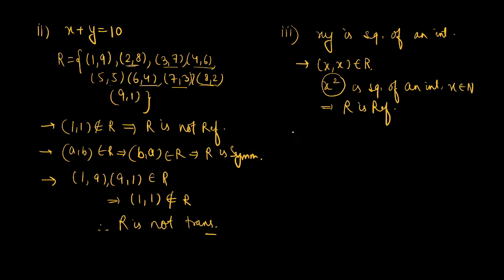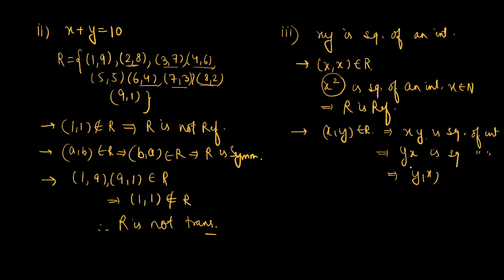Okay. Now the second thing is, if (x, y) belongs to R, that means x into y is the square of an integer, right? So can I say that y into x is the square of an integer. So if x into y is the square of an integer, that means y into x is also the square of an integer. So that means (y, x) will also belong to R. So that means it is a symmetric relation.